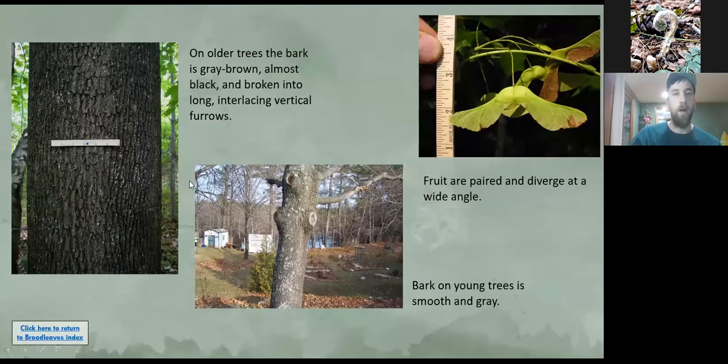So the bark is very similar, I would say, to our native ash trees. Grayish brown, with interlacing vertical furrows. Once again, its fruits are winged samaras.